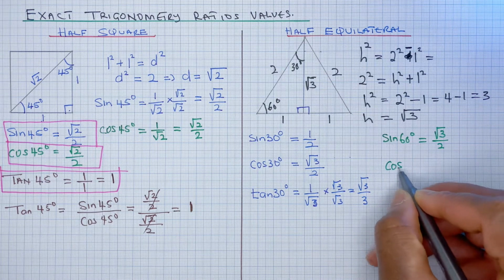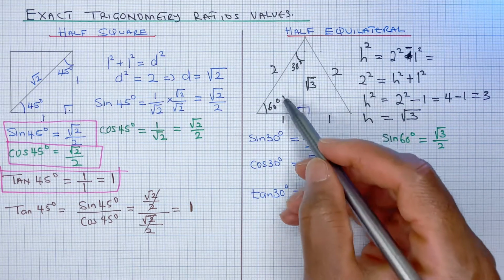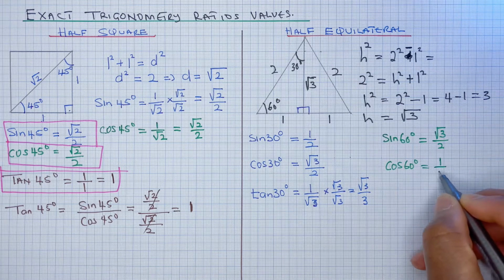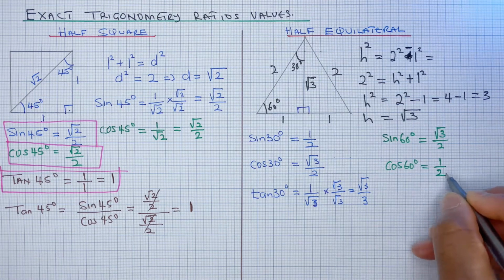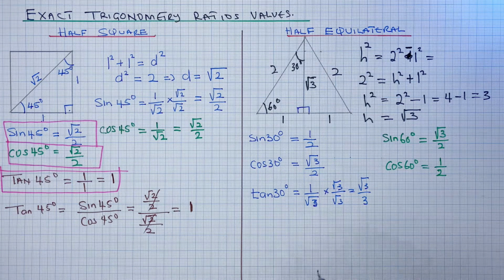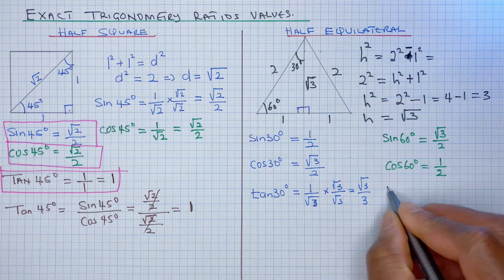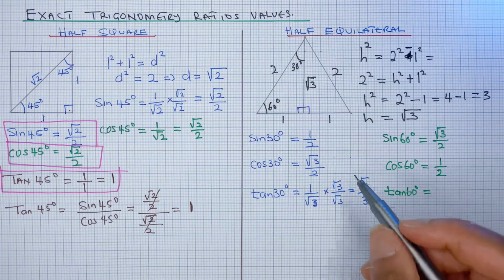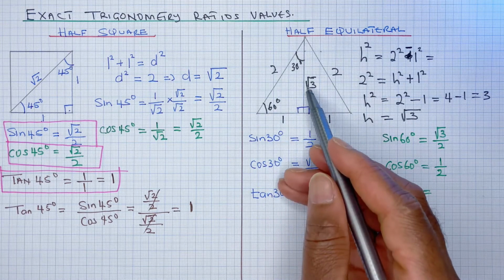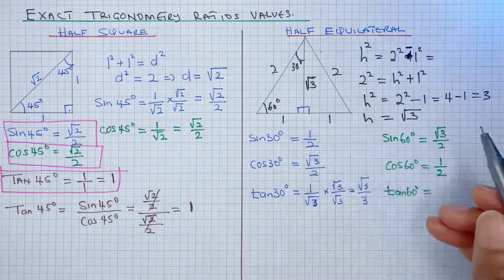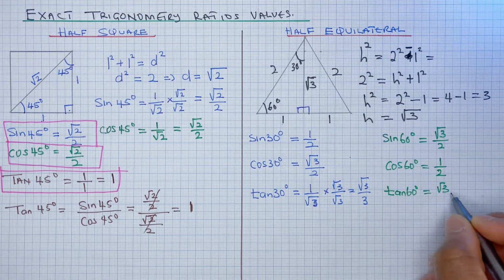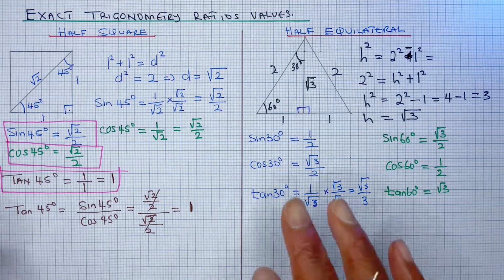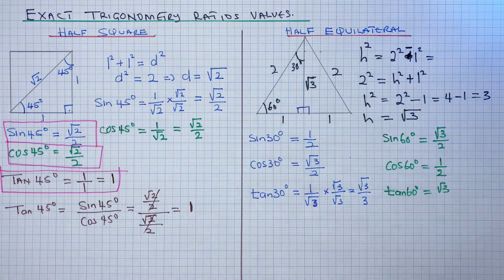What about cos of 60 degrees? Cos 60 is adjacent over hypotenuse. So that's a half. And the tan 60 degrees is opposite over adjacent, which is root 3 over 1, and that's root 3. So we're supposed to know those. And these values, you can work them out or you can just remember them.